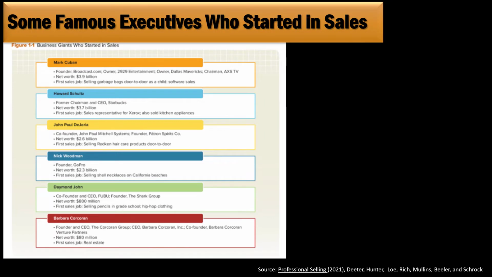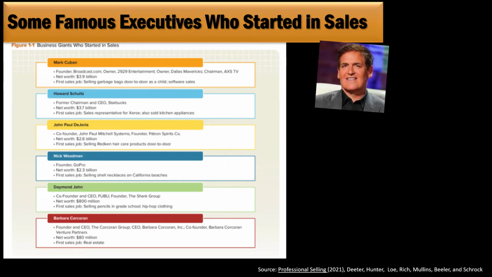If you take Mark Cuban, everybody knows Mark Cuban. This is basically a list of some of the giants of business who started in sales and made their way up. He's the first person on this list. If you don't know, Mark Cuban's the owner of the Dallas Mavericks. He's on Shark Tank. In fact, a couple of other people on this list also are sharks on Shark Tank. And you can see what his net worth is from this sign.